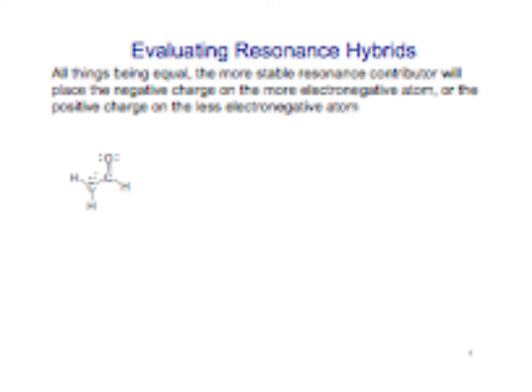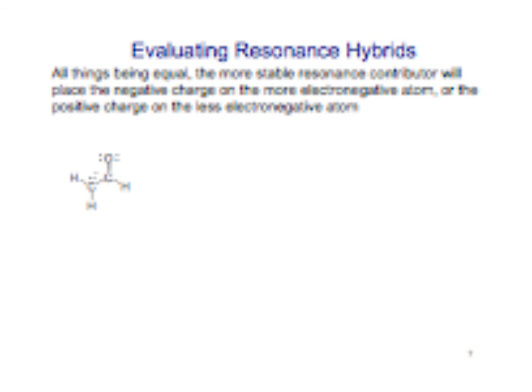The next slide writes out that rule. It says, for all things being equal, the more stable resonance contributor will place the negative charge on the more electronegative atom or the positive charge on the less electronegative atom. So let's finish up with one last example here, and this is just another example of that rule. In this case, we have our aldehyde again, but we've lost a proton, an H+, from the carbon adjacent to that aldehyde. So we have a minus charge there.